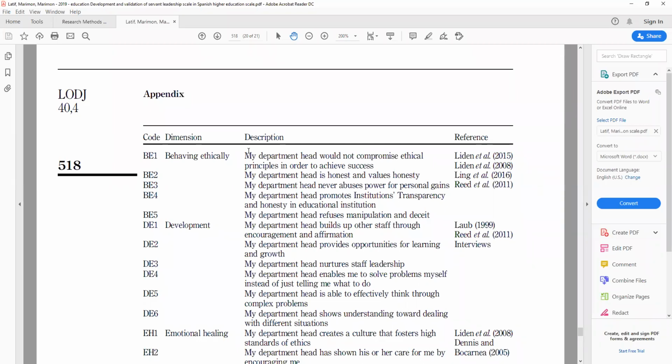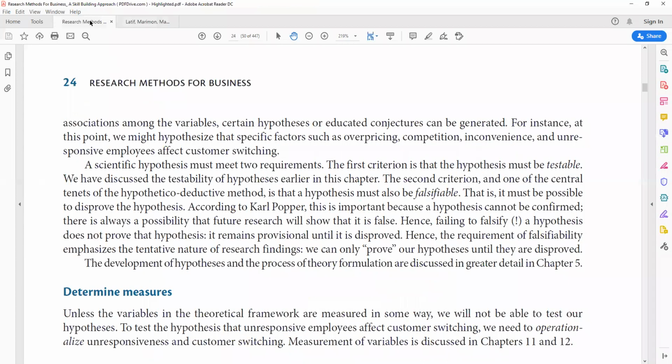Now, how do you get these questions? What are the sources of these questions? Here are the sources of these questions. Obviously we'll be discussing these things in further detail as well. For now, let's discuss the hypothetico-deductive method.